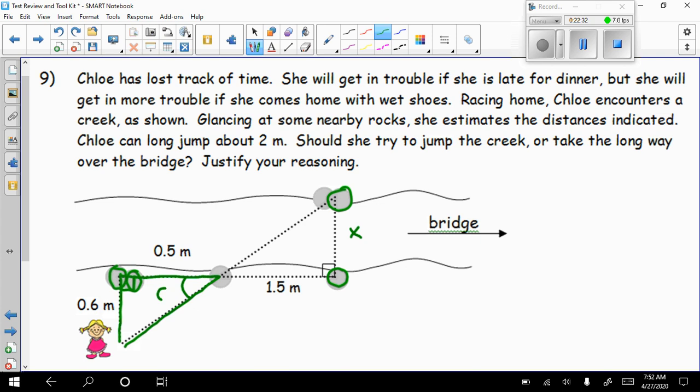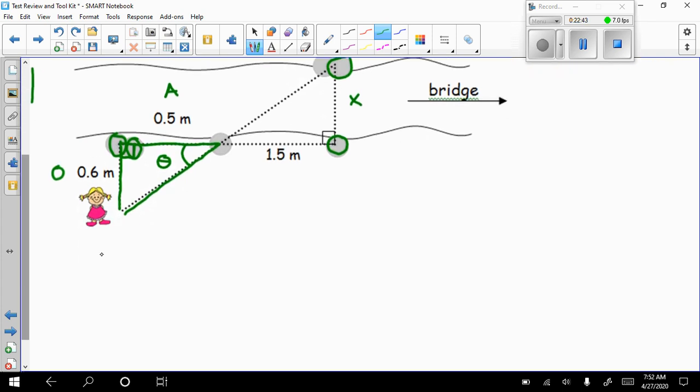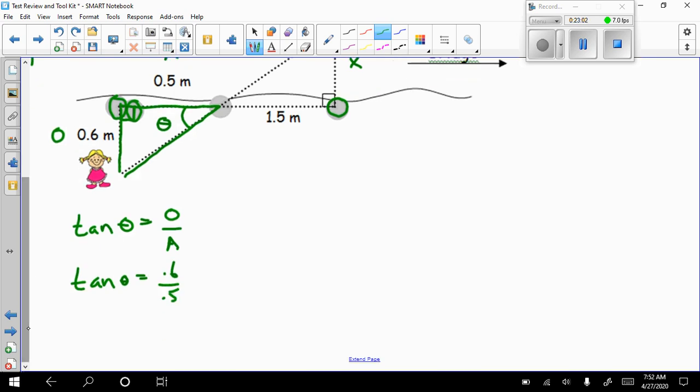And so I'm going to label that angle theta. And we know that this is adjacent to that angle, and this is opposite that angle. So let's start by getting that angle. So I'm going to come down below here. And I know SOHCAHTOA, so tan of theta is opposite over adjacent. So in this case, tan of theta is 0.6 over 0.5. Okay, and so here we go.